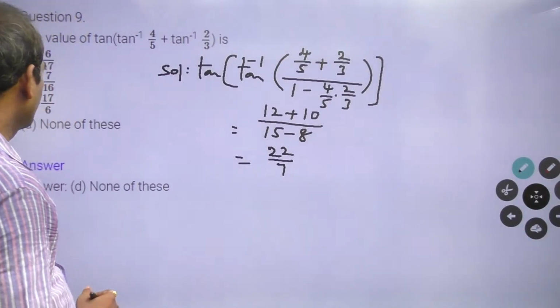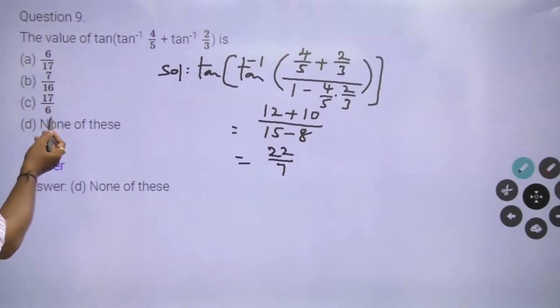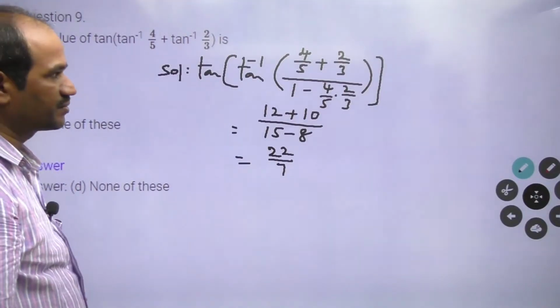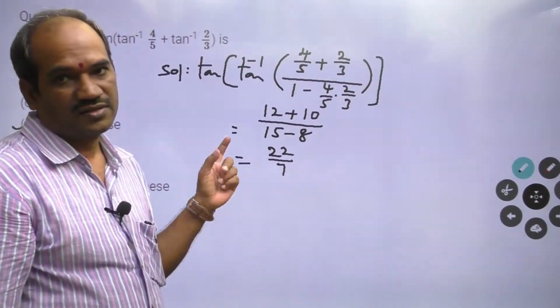Check the answer here. 22 by 7 is not given, so none of these. The fourth option, D option, is the right option. This is an objective problem.